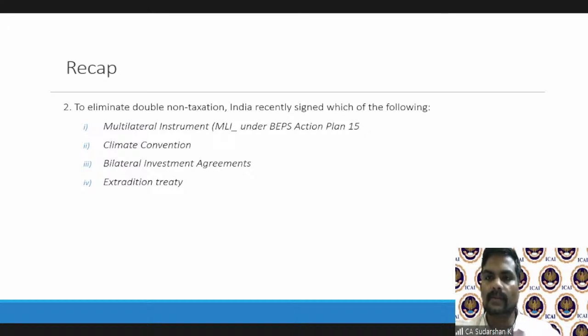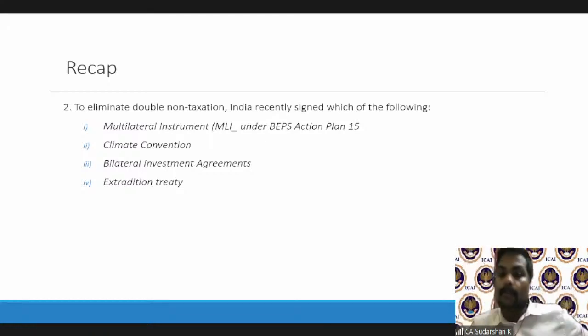So as part of the BEPS, India signed, a few years back, which convention? Is it the multilateral instrument, climate convention, bilateral investment agreements, or extradition treaty? Pretty straightforward answer: multilateral instrument.